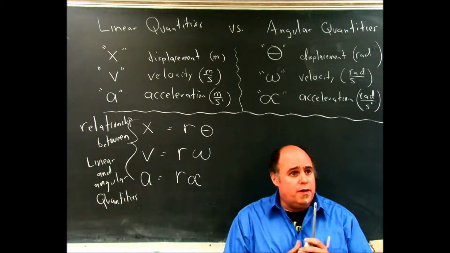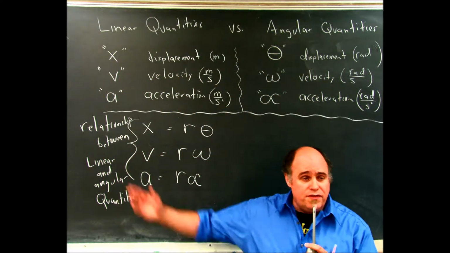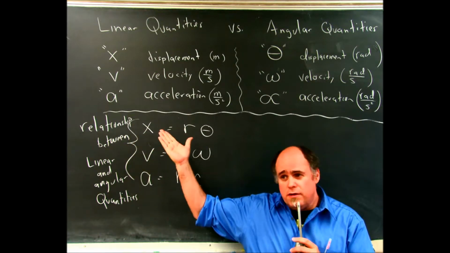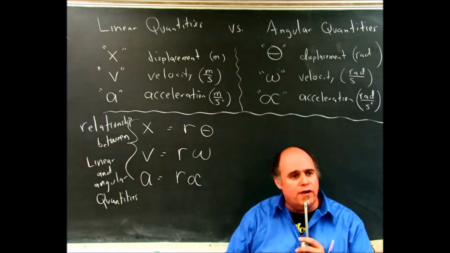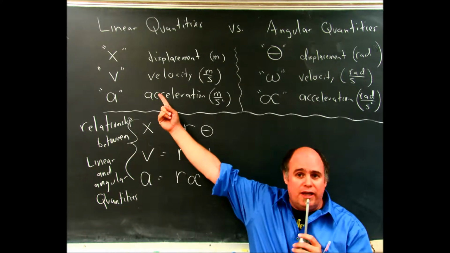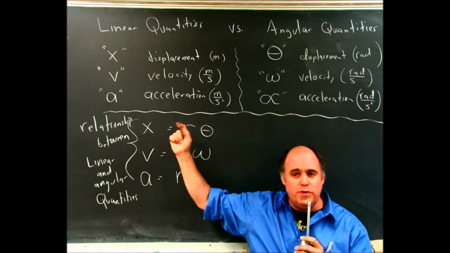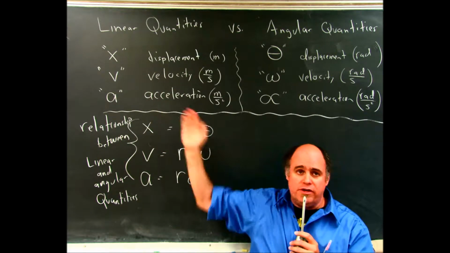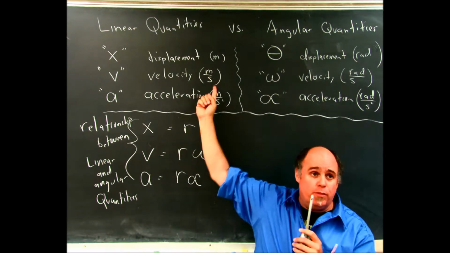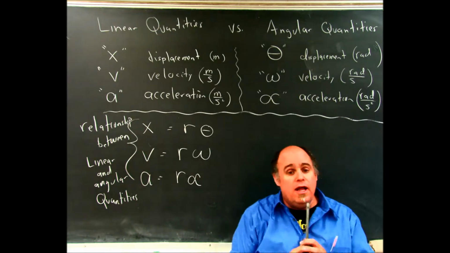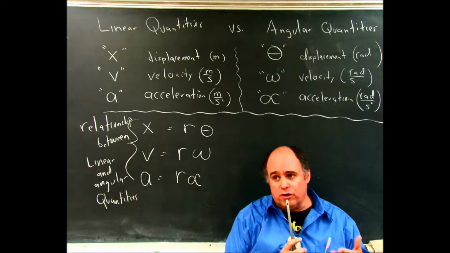So on the left side here, you can see that in the first part of the book, we had a lot of quantities which we called linear quantities. So we talked about delta x, which was the linear displacement, and we talked about v, the linear velocity, and a, the linear acceleration. And you can see the units that we used: meters, meters per second, and meters per second squared. And now we've been talking about angular quantities.